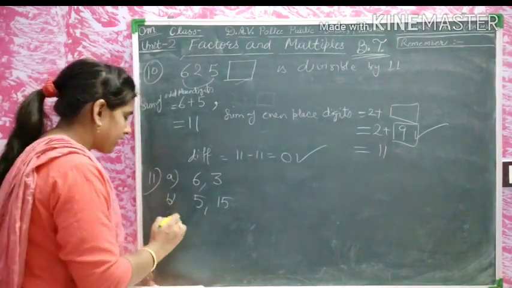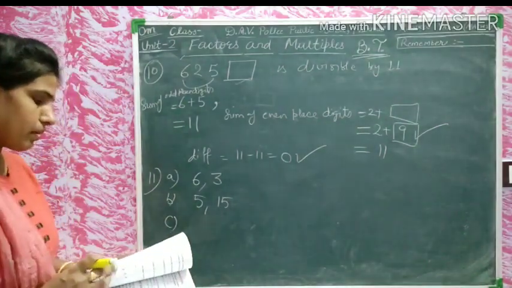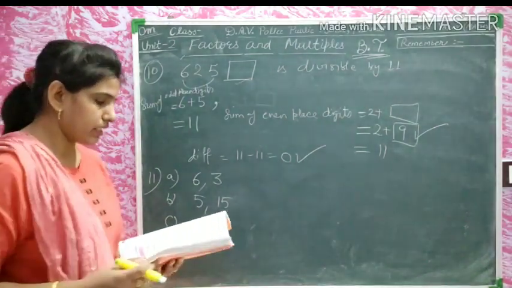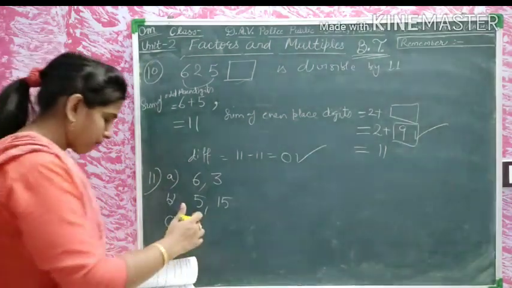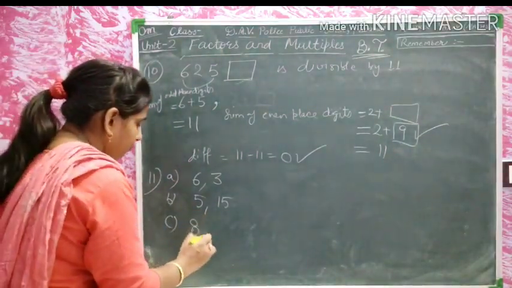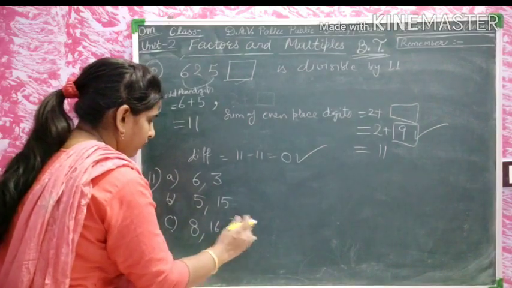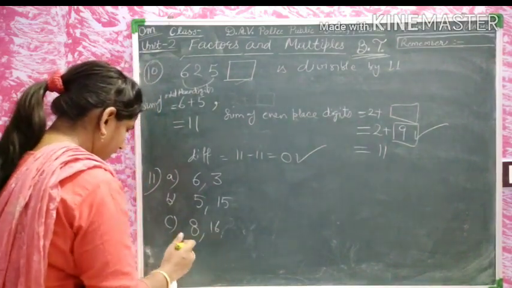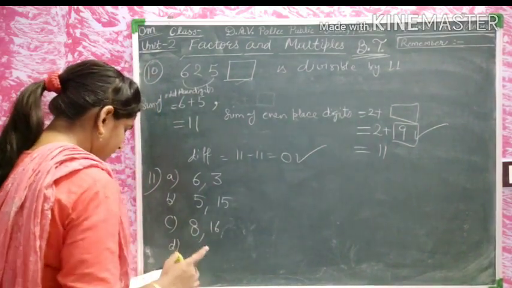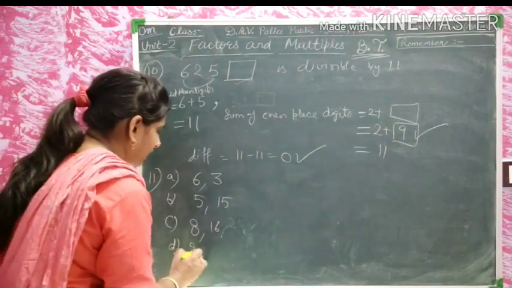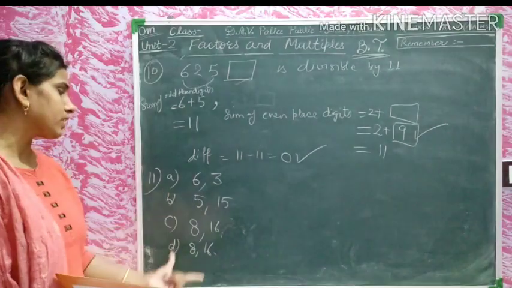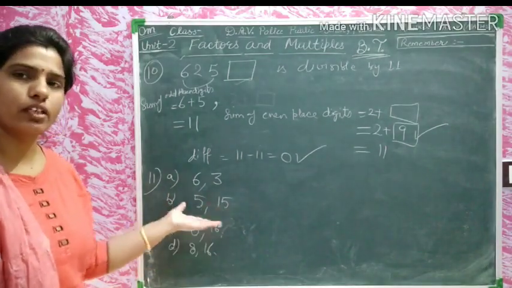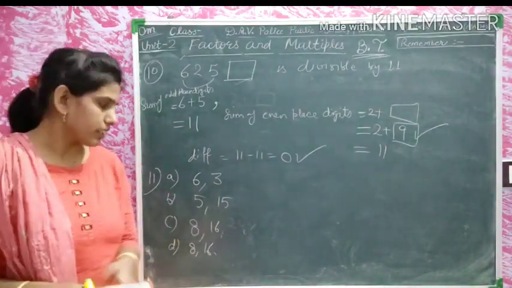And part C is divisible by both 4 and 8. That is 8, 16, 24. Only two numbers we have to write here. Now part D is divisible by 2, 4 and 8. That is 8, 16. Is this clear, students? These are the numbers which are divisible or not divisible by the given numbers. These are the results here.